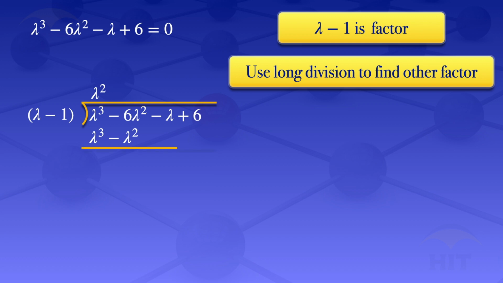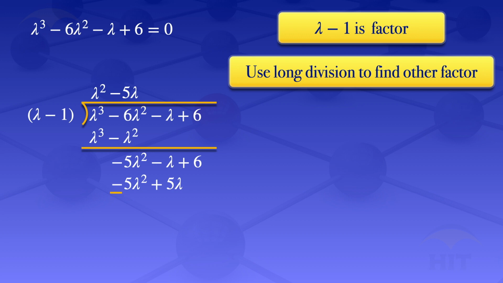Subtract from the above there, lambda cubed minus lambda cubed gives us a 0, minus 6 lambda squared minus lambda squared gives us minus 5 lambda squared. Then the other parts I write as they are, minus lambda plus 6. The leading term now is minus 5 lambda squared, divided by lambda, then we have minus 5 lambda. Multiply the minus 5 lambda by lambda minus 1, and we have minus 5 lambda squared plus 5 lambda.